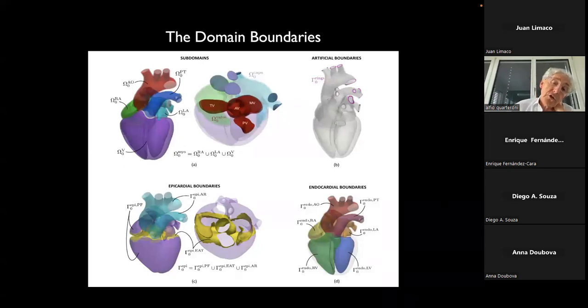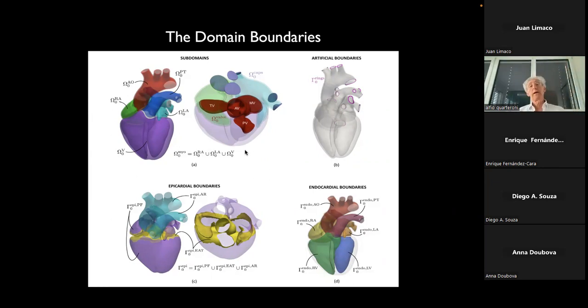As you know, when you solve partial differential equations, you start from a domain. So typically you say, let omega be a domain and let the boundary of omega be its boundary, right? But what is the domain here? And what are the boundaries? Well, the domain is the heart of a specific person. What are the boundaries? Well, depending upon the type of partial differential equation that we're going to solve, we'll have different types of boundaries, as we'll see.